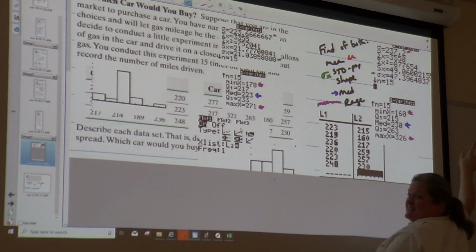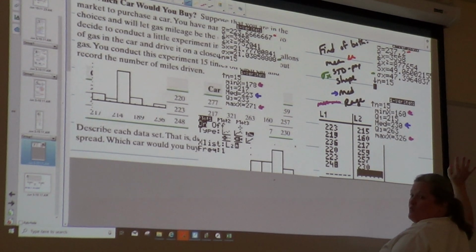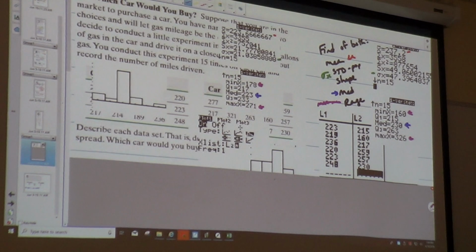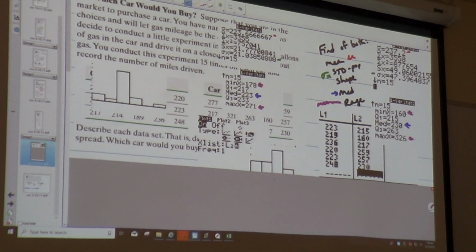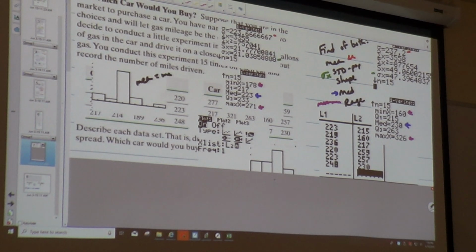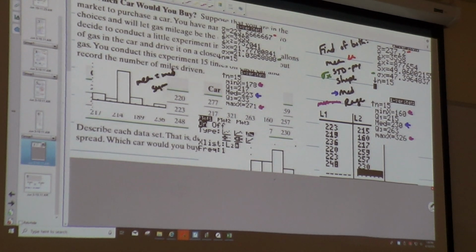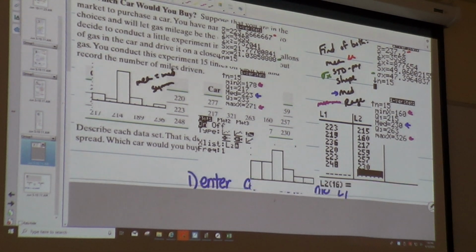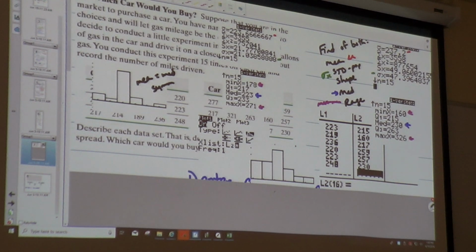Our mean is that way. So what kind of skewness is it? Right skewed. So for this one, the mean equals the median, which also tells me it is symmetric. For the other one, our mean is bigger than our median, which also confirms that it's right skewed. That is just another way to back up your picture.